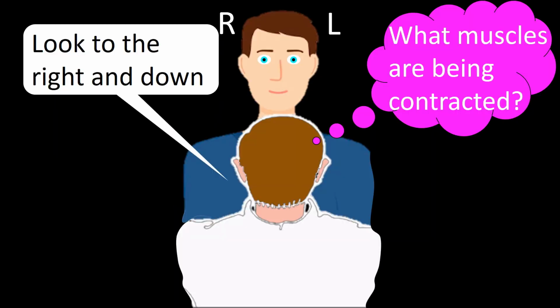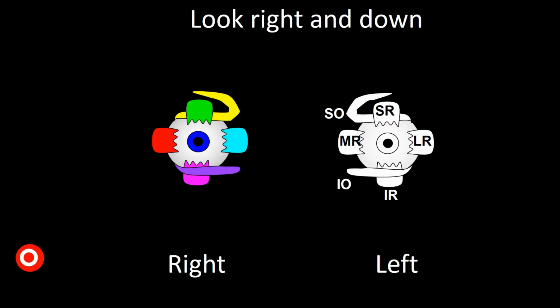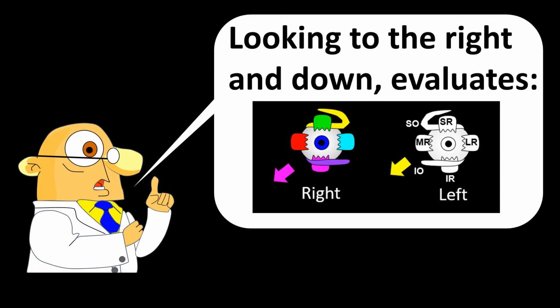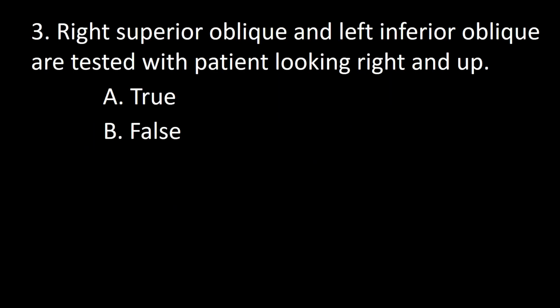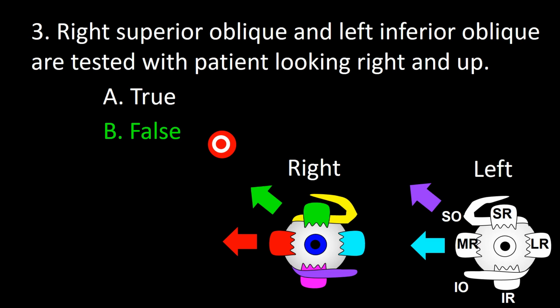If you ask the patient to look to the right and down, the right eye uses the lateral rectus and inferior rectus. The left eye will use the medial rectus and the superior oblique. This maneuver, in the presence of normal lateral eye movements, searches for a problem in the right inferior rectus and left superior oblique. So the answer to this question is B.